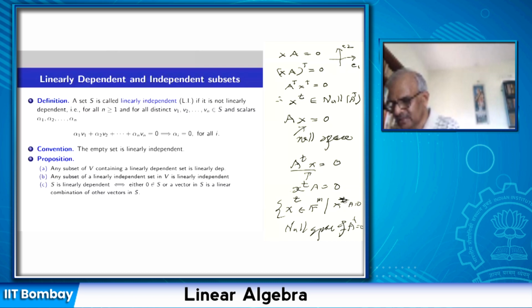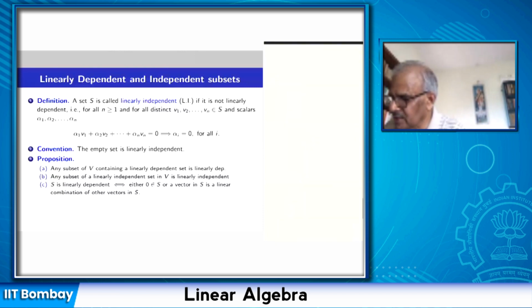S is linearly dependent if and only if 0 belongs to S, or a vector in S is a linear combination of other vectors. If 0 belongs to S, certainly the 0 vector times a non-zero scalar produces the 0 vector. So as soon as a set contains the 0 vector, it is automatically linearly dependent, because the 0 vector times a non-zero scalar produces the 0 vector. So if the given set doesn't have the 0 vector and it is still linearly dependent, it means I have a non-trivial linear combination of vectors which produces the 0 vector.